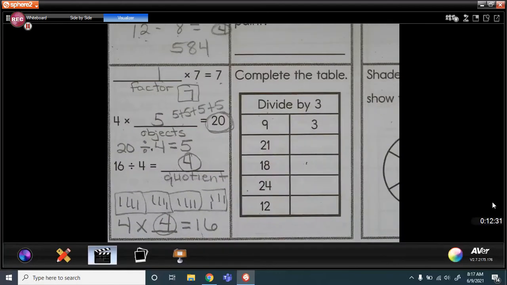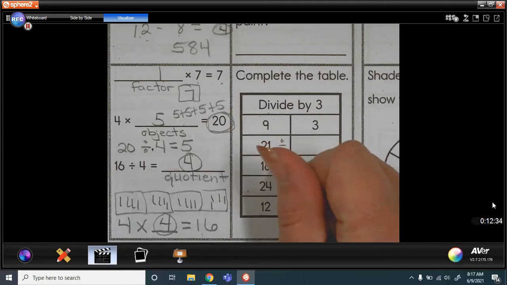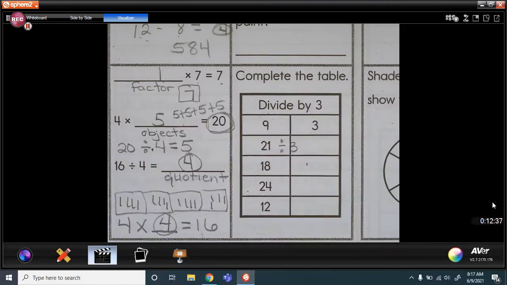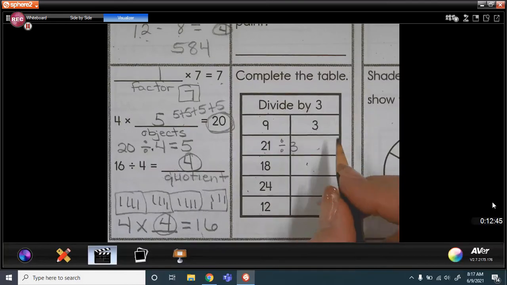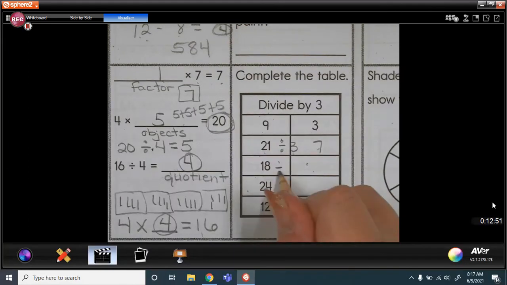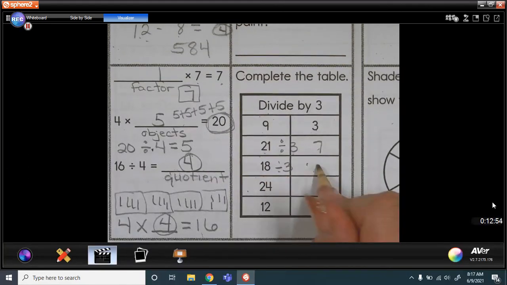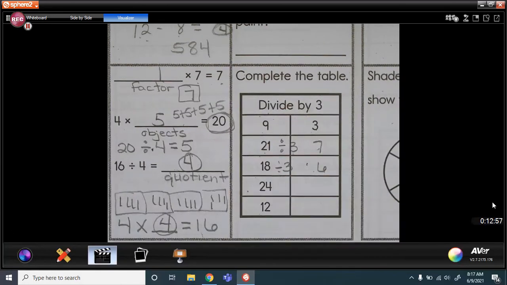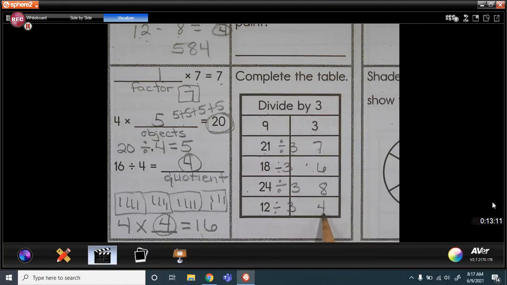Now we have a table, and it's again dividing by 3, and they are not in any specific order. So remember, this is an input-output table. Input, output, input, output. So 21 divided by 3, if you know your multiplication facts really well, that's going to be 7, because 7 times 3 is 21. Divide by 3. 18 divided by 3 is going to be 6, because 6 times 3 is 18. 24 divided by 3 is going to be 8, because 8 times 3 is 24. And finally, 12 divided by 3 is going to be 4, because 4 times 3 is 12.